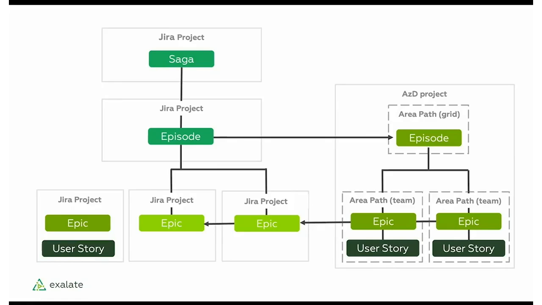But this doesn't mean that user stories are going to sync to Jira, because actually you'll see in the configuration that I'm going to show you that user stories are not going to be synced from Azure to Jira. They'll be maintained in the Azure DevOps side. And on the left side, you can see this Jira project that is standing here by itself. It just means that even if there is synchronization from Azure epics to Jira, there can also be independent Jira projects with their own epics and user stories that are not going to be synced to Azure DevOps.